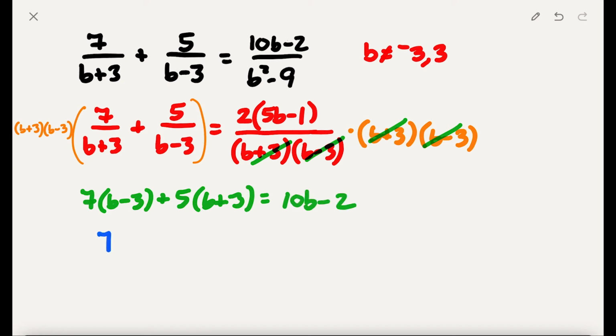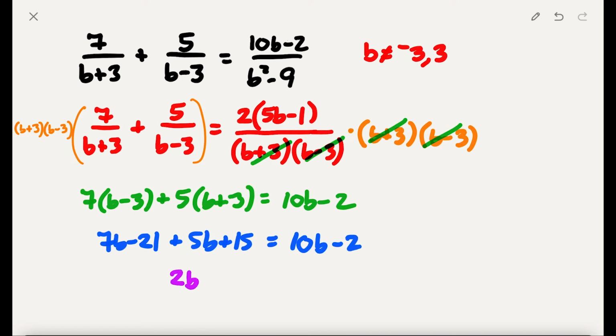From here, I'm going to distribute, and you get 7b minus 21 plus 5b plus 15 is equal to 10b minus 2. I'm going to subtract 10b from both sides, so you should be left with 2b on the left. I'm going to add 21 on both sides, and then subtract 15, so you should get 4 on that side, and your b would be equal to 2 in this case. 2 is not an excluded value, so that is the answer for that one.